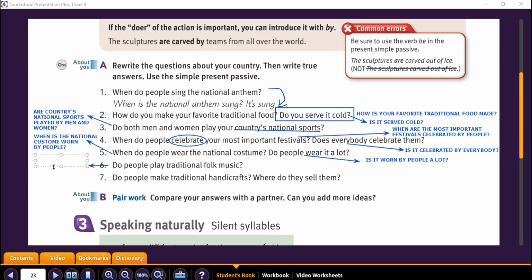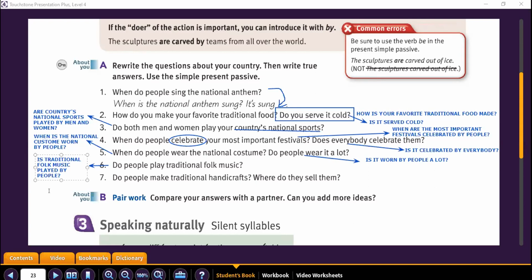People es plural, teacher. Sí, pero nos vamos a centrar en el complemento. Entonces, this teacher. Is, ¿no es cierto? Is traditional folk music? Is traditional folk music. Play it. Bien. Play it. Oh, by people? Exactly. Is traditional folk music played by people?